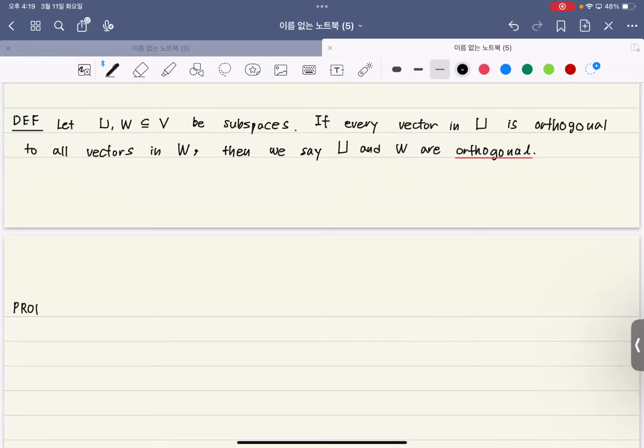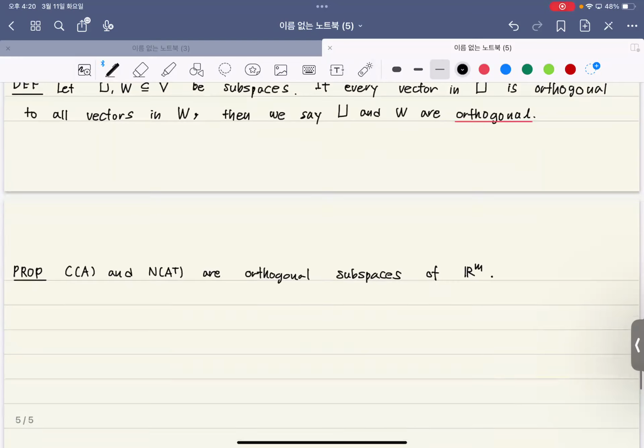So the proposition is: C(A) and N(A transpose) are orthogonal subspaces of R^m.